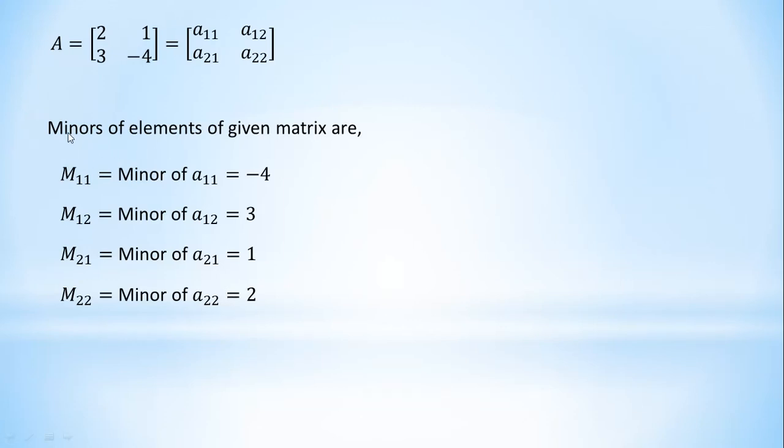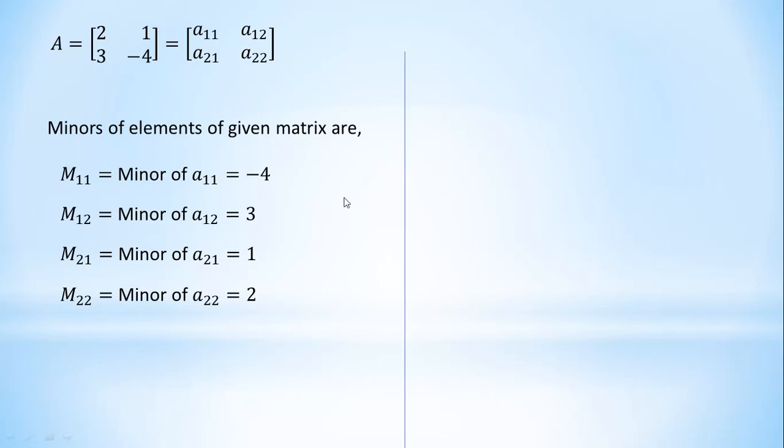So in the case of a minor, we have to remove the corresponding row and column of that element and find the determinant of the remaining part. But in the case of a 2 by 2 matrix we get a single element, that's why you get the minor of that element directly. So these are M11, M12, M21, M22. Serially you have to find them like this. So there are 4 minors of a 2 by 2 matrix. Okay, so the definition of minor is clear here with this example.